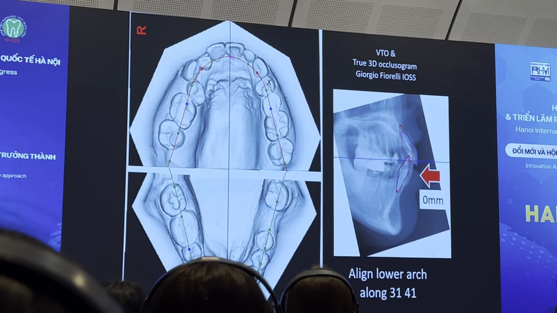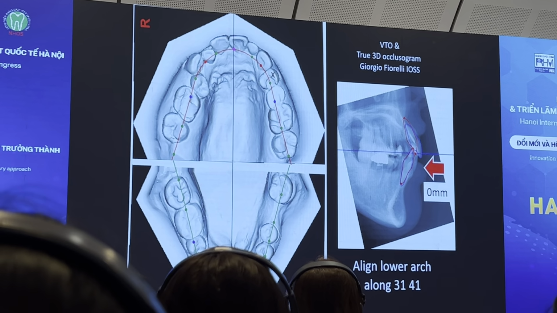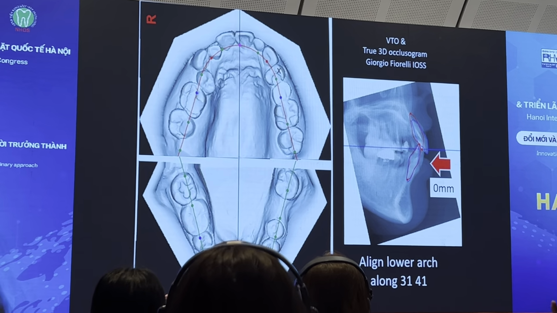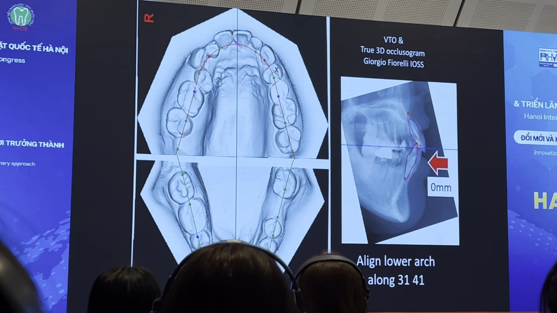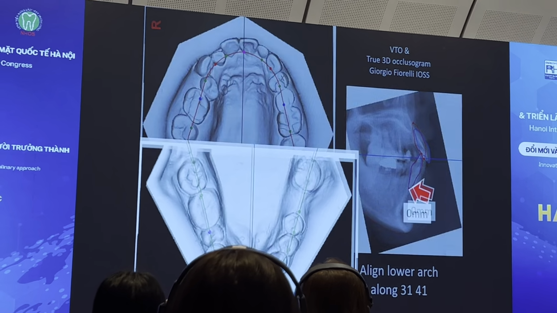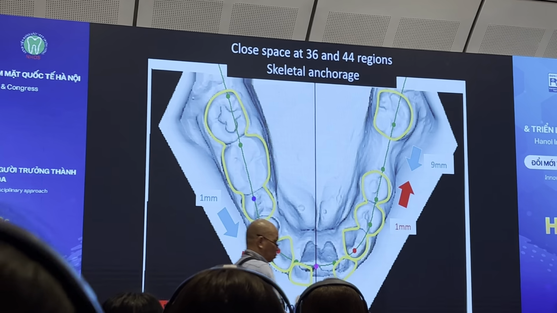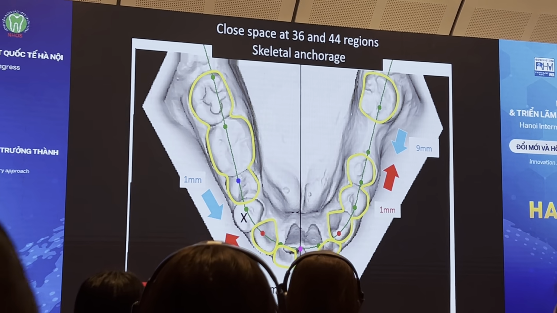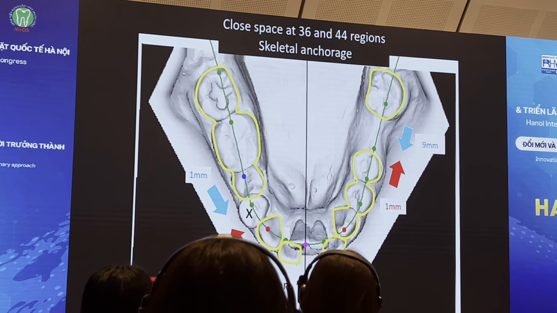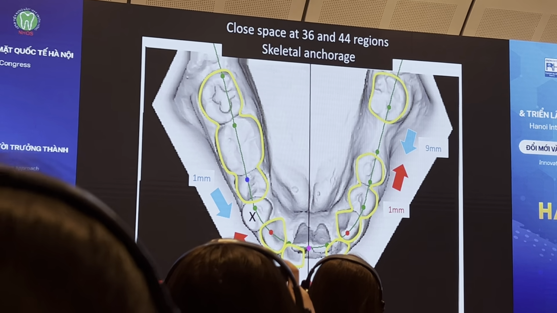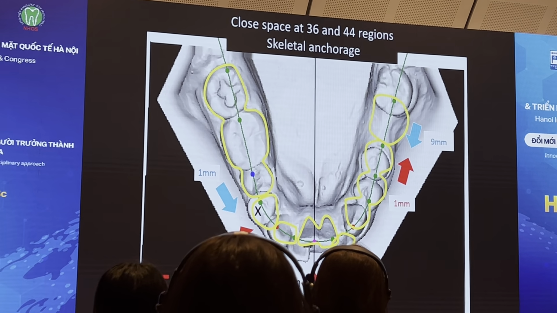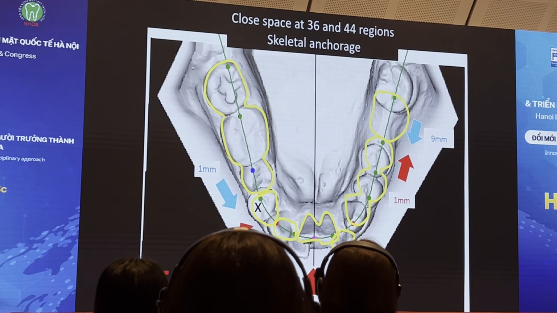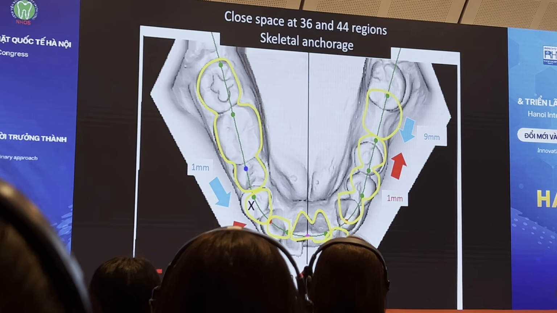On the lower arch, I plan to keep the AP position of 3-1 and 4-1 and align the arch along them. We need to close space at the 3-6 and 4-4 regions with skeletal anchorage. This makes space for the alignment of lower incisors and correction of the lower midline.